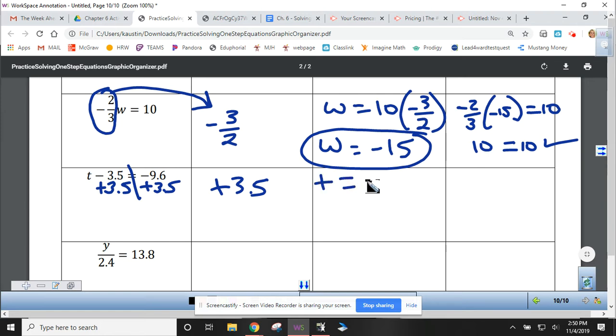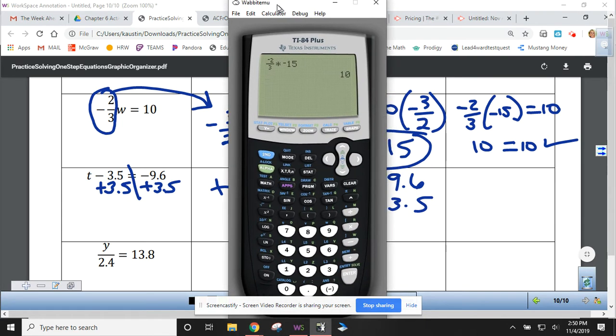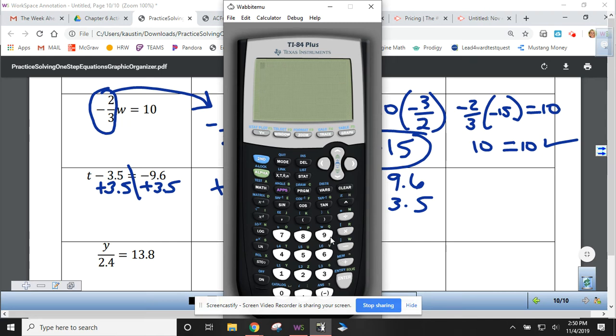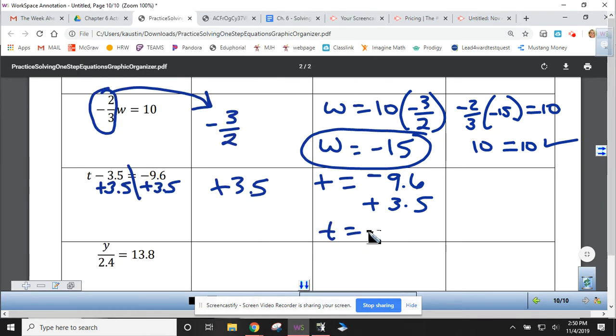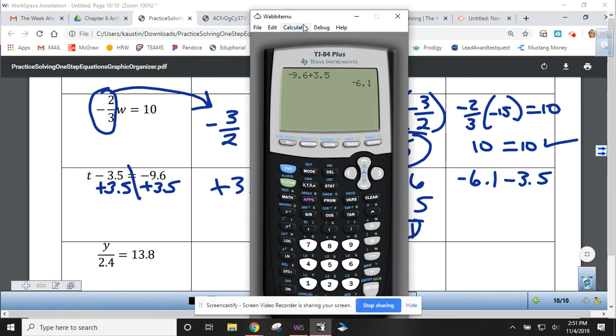So now we have T equals negative 9.6 plus 3.5 in your calculator. Negative 9.6 plus 3.5, and you get negative 6.1. You would substitute back and solve. Negative 6.1 minus 3.5. Verify you get the same answer.